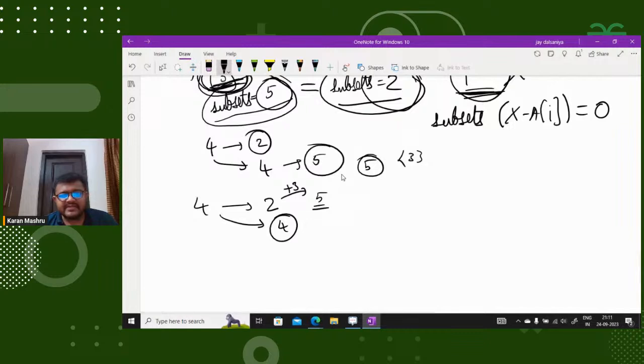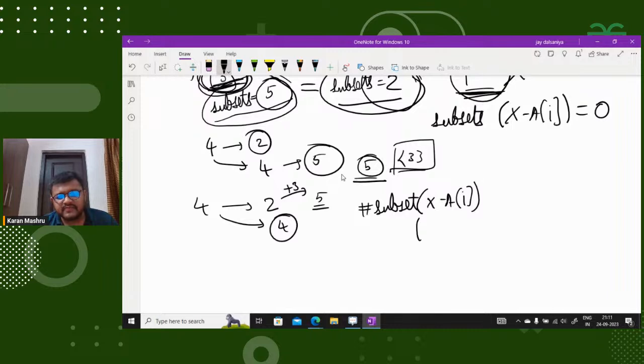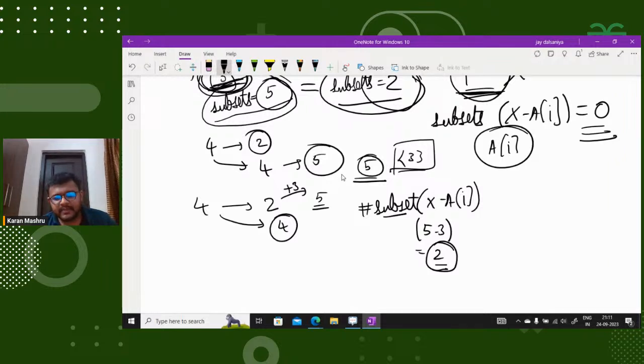Now what I'm telling is, if I do not consider the 3, this is the ith element, and if I get the number of subsets whose sum is equal to x minus a of i. Now what is x? The target sum. The target sum here was 5. So 5 minus 3 is equal to 2. So if I get the number of subsets whose sum is equal to 2 is 0, then I can say there are no subsets or subsequences which have a of i and whose sum is equal to x, because here the number of subsets whose sum is 2 are how much?